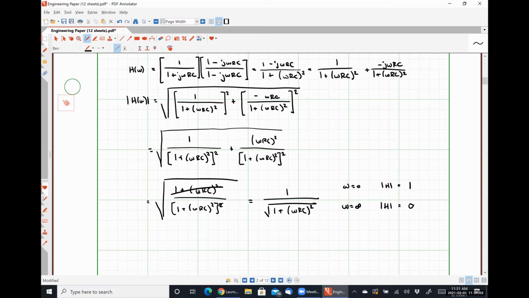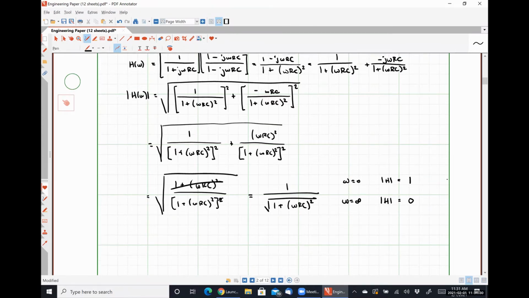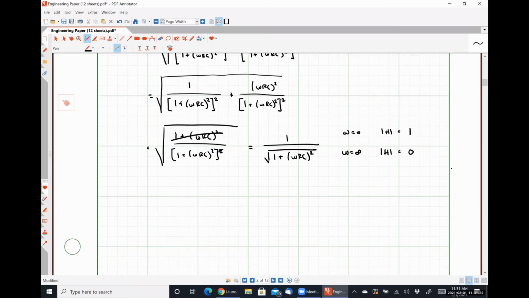For band stop and band pass filters, for band pass, we would see that at very low frequencies, the output is 0, and at very high frequencies, the output is 0. For a band stop, at very low frequencies, the output is 1, and at very high frequencies, the output is 1. And for a high pass filter, low frequencies give us 0, high frequencies give us 1. So it's really easy to see what type of filter circuit we have. All right, for our phase response.